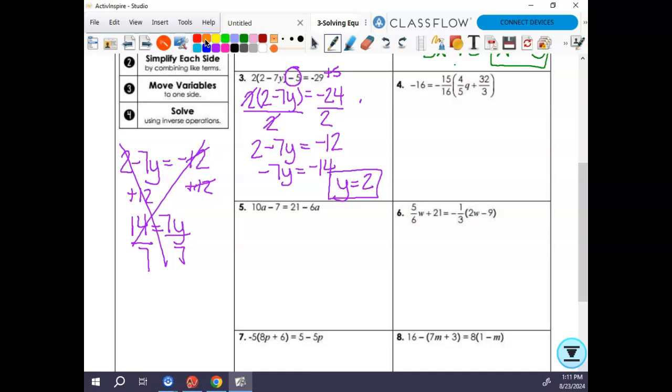So we're going to distribute on this one, and I'm going to show you what that's going to look like. We're not going to actually do, well, technically we're doing math, but we're not doing any computations. We're just going to write it out. So I'm going to leave on the left-hand side negative 16. That's equal to, okay, then I'm going to distribute, right? So I have negative 15 over 16 times 4 over 5 times q. Right? And then I distribute again. So I'm going to put a plus there, and then negative 15 over 16 times 32 over 3.